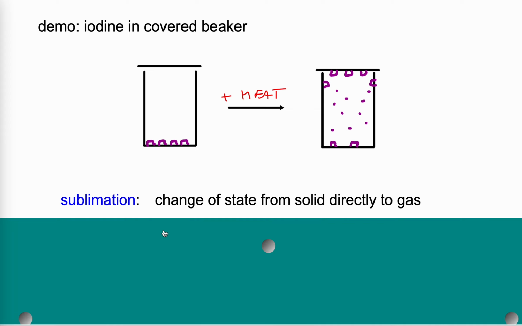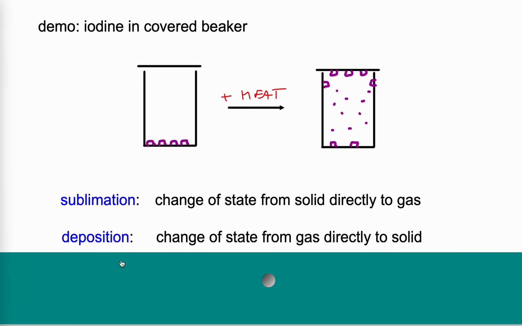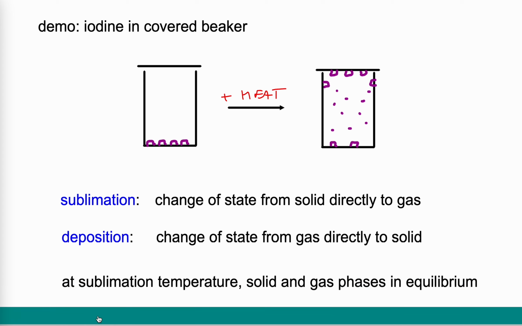Sublimation is defined as the change of state when you go directly to the gas phase from the solid phase. The opposite process is called deposition. That is the change of state from the gas directly to a solid. So you will observe the iodine subliming as it goes from the solid into the gas phase, and then you will see it deposit on the sides of the beaker. And at the sublimation temperature, the solid and gas phases are in equilibrium.